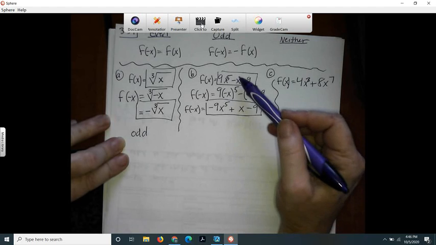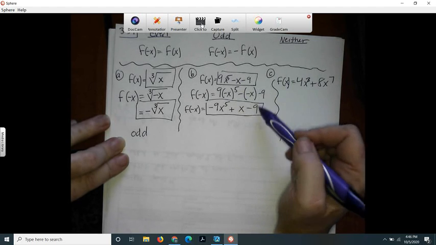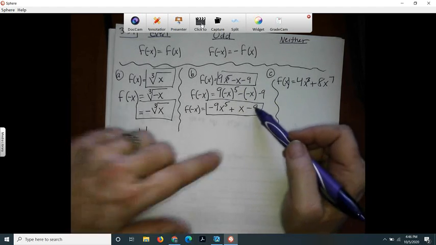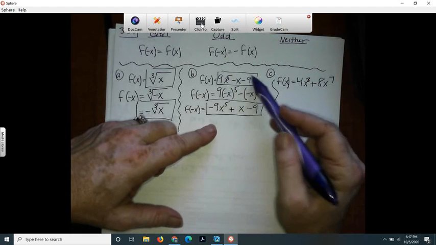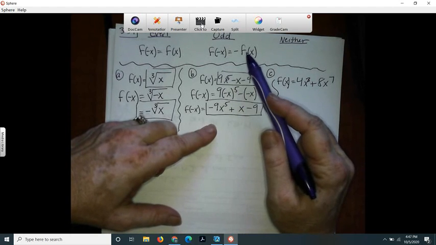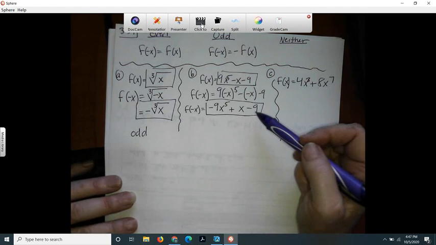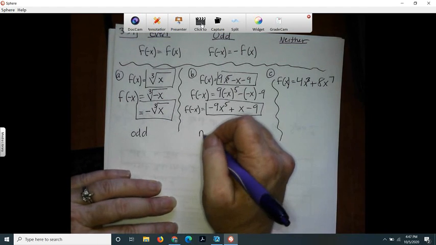The second term, they're opposites, but the problem is that the third term, like if this would have been plus 9, then we would have had negative f of x. But because it's not, this is just neither.